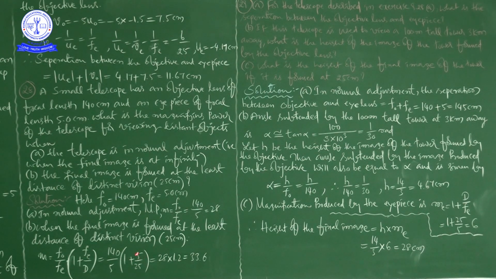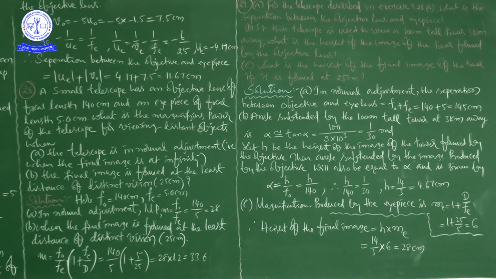So 5 ones are 5 and 5 fives are 25, so it is 1 plus 1 by 5, and here we also have 140 by 5. 140 by 5 is 28, into 1.2 here. Then finally we will get 33.6. When it is 140 by 5 and 1.2, it will be 33.6. It is the magnifying power when the final image is formed at the least distance of distinct vision.